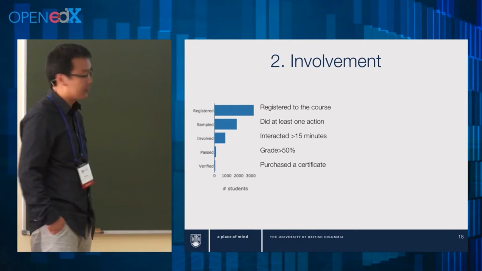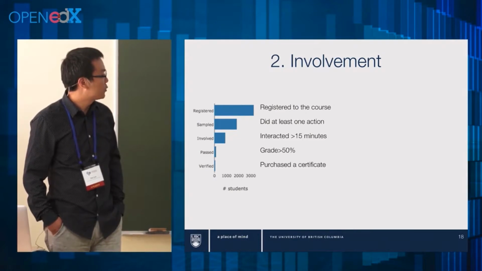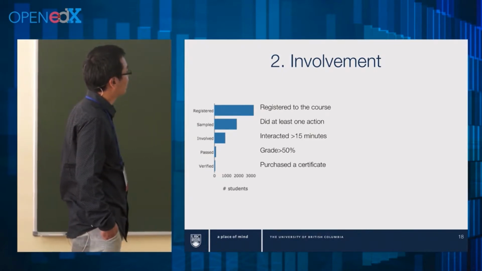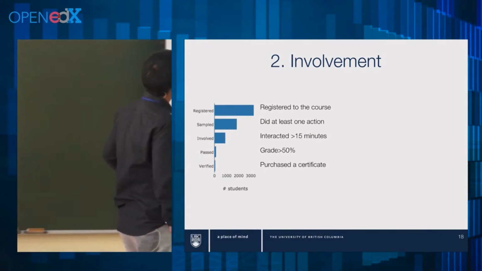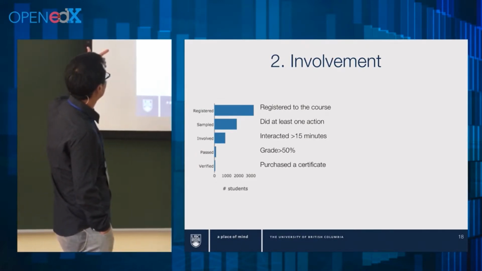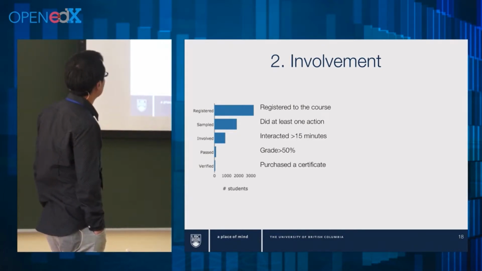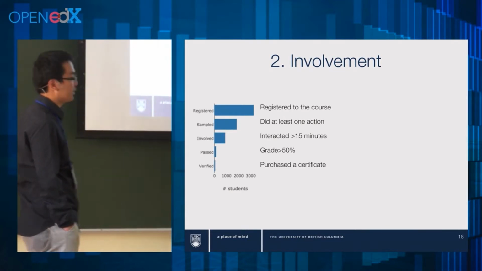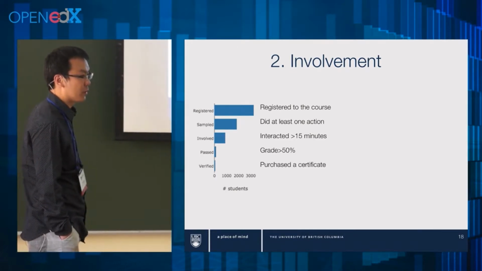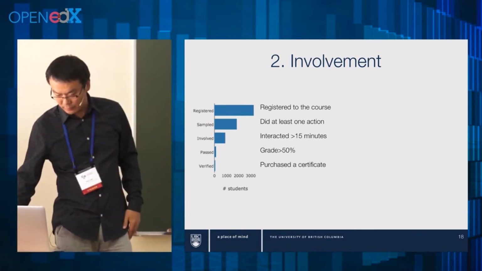This is a student involvement chart. It shows different types of students. You can see registered students are the most, almost 3,000 students. Sampled means they did at least one action in the course. Involved means more than 15 minutes in the course. Passed means more than 50% of the grade. Verified is self-explanatory.